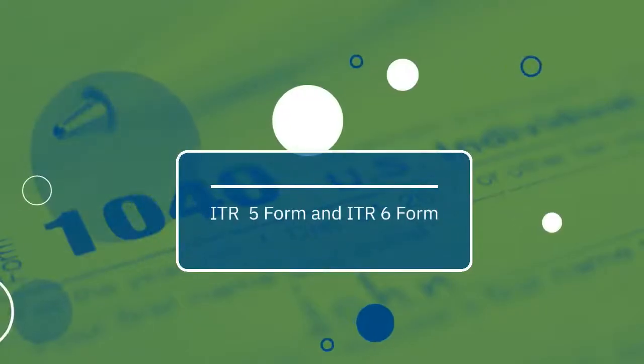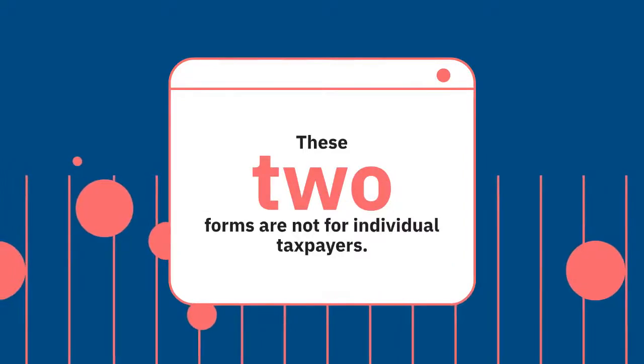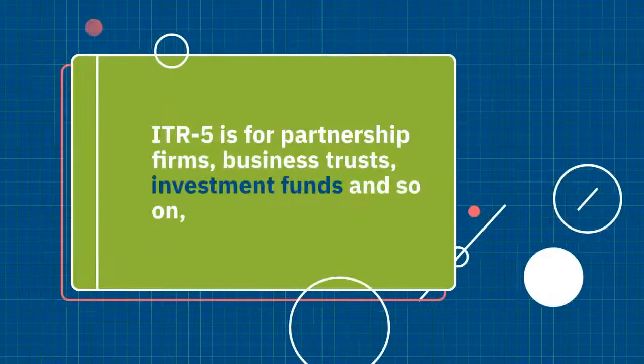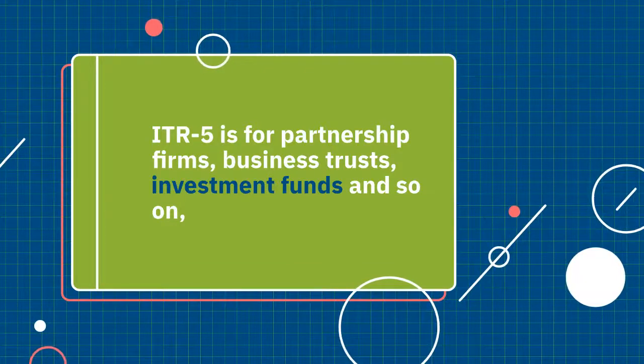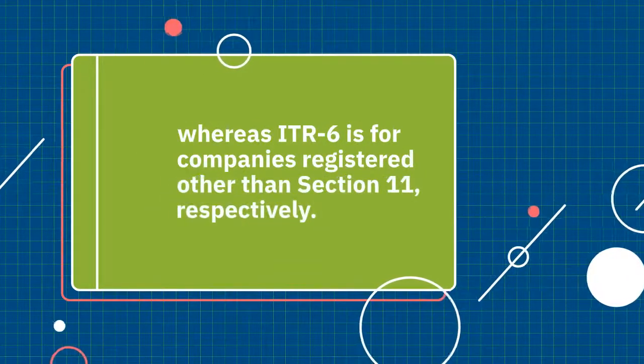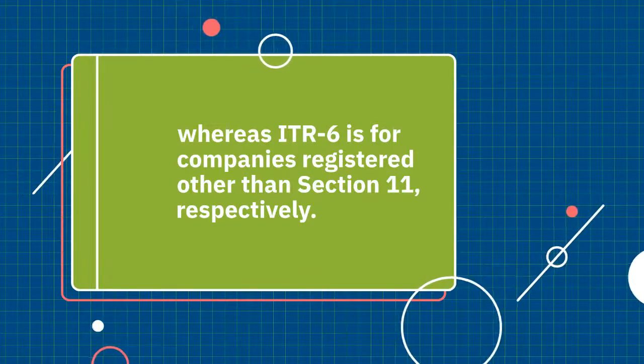ITR 5 form and ITR 6 form. These two forms are not for individual taxpayers. ITR 5 is for partnership firms, business trusts, investment funds and so on, whereas ITR 6 is for companies other than those claiming exemption under Section 11, respectively.